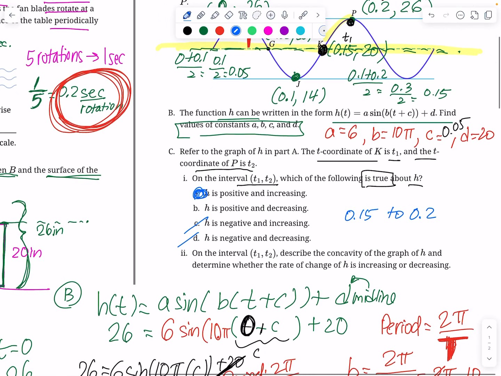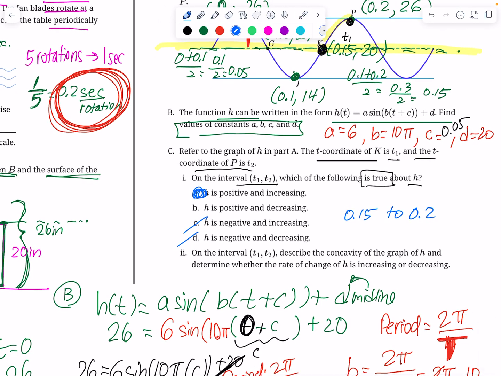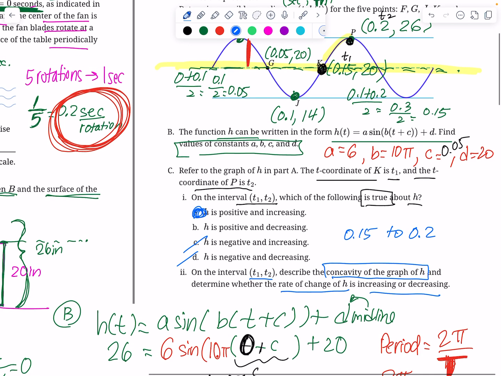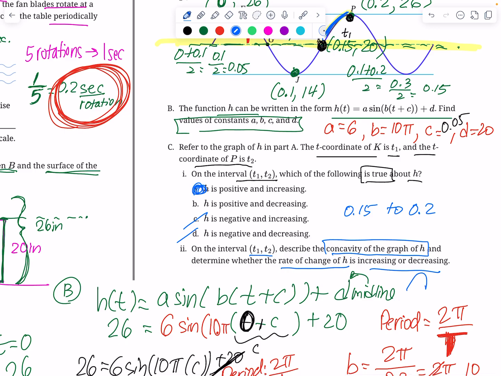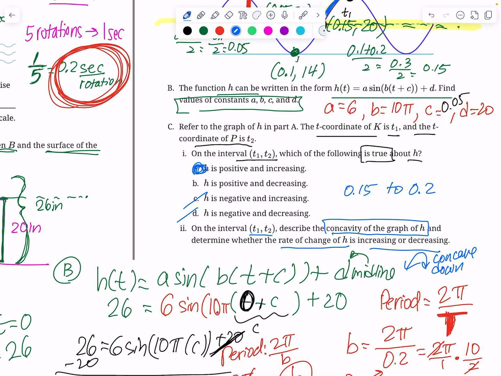Okay. Now, let's look at C Roman numeral 2. On the interval t1, t2, describe the concavity of the graph of h and determine whether the rate of change of h is increasing or decreasing. All right, so if you look back to here, this part right here that we were looking at is concave down. So it is concave down. And when it's concave down, this means that we have a rate of change that is decreasing.